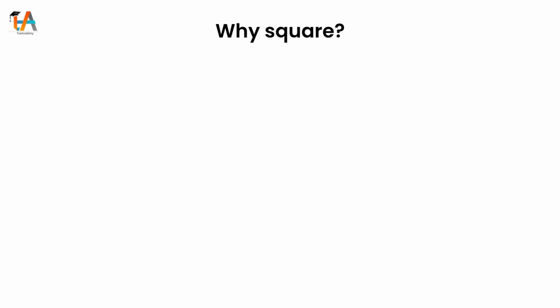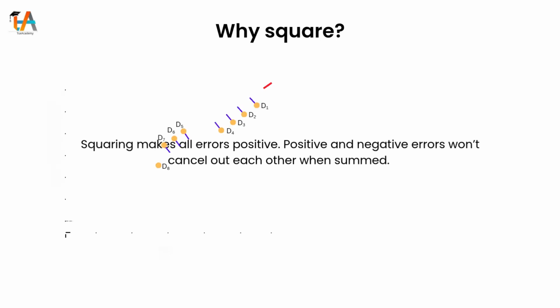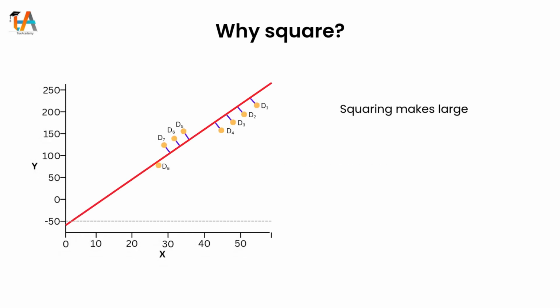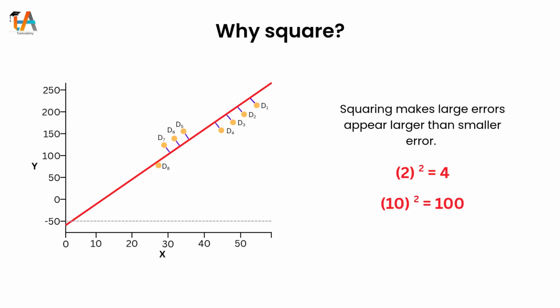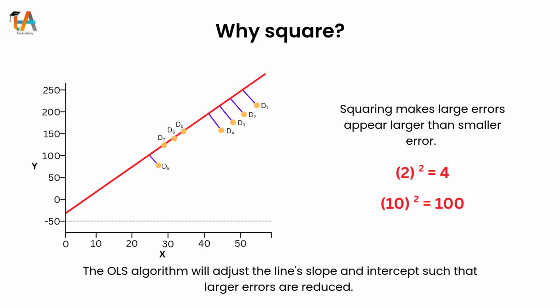Why square? Squaring makes all errors positive. Positive and negative errors won't cancel out each other when summed. Secondly, squaring makes large errors appear larger than smaller errors. 2 becomes 4, but 10 becomes 100. Then it tries to minimize that large error by shifting the line towards larger errors, even if that movement makes the line slightly away from the smaller errors or good points. The OLS algorithm will adjust the line's slope and intercept such that larger errors are reduced.